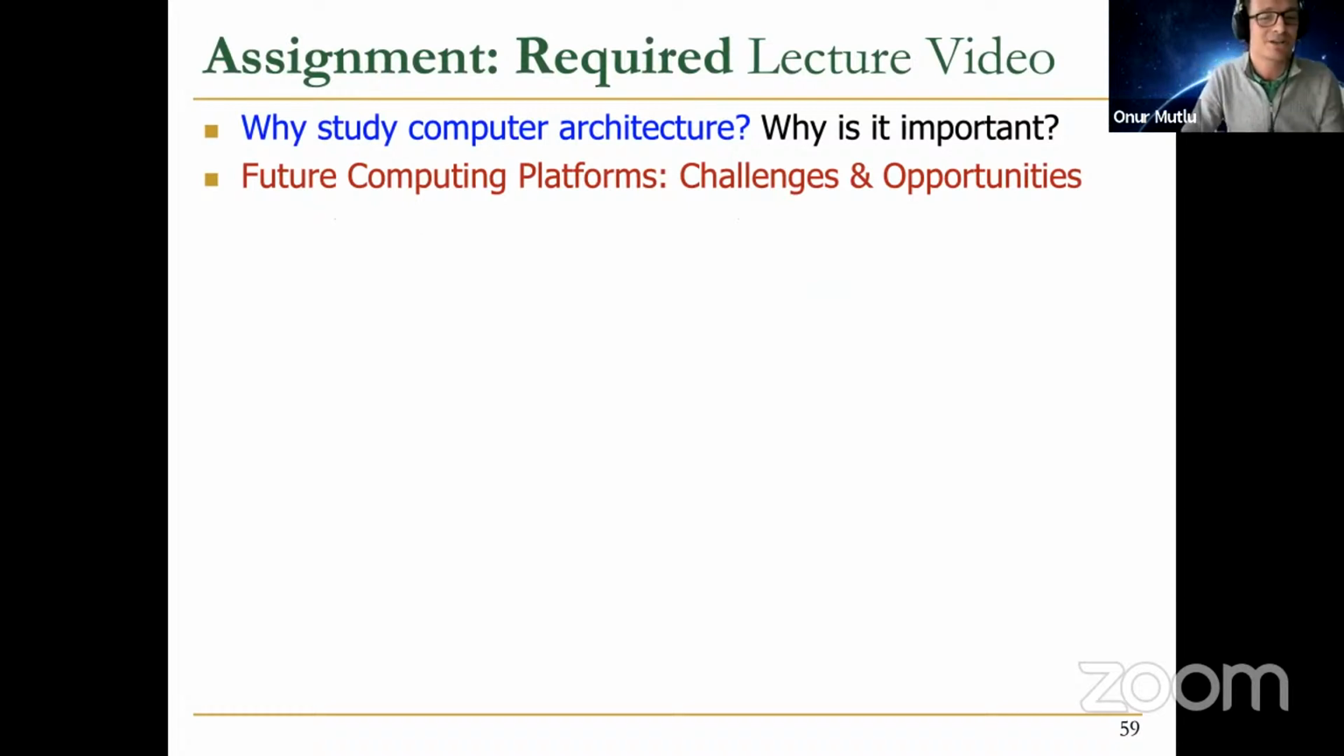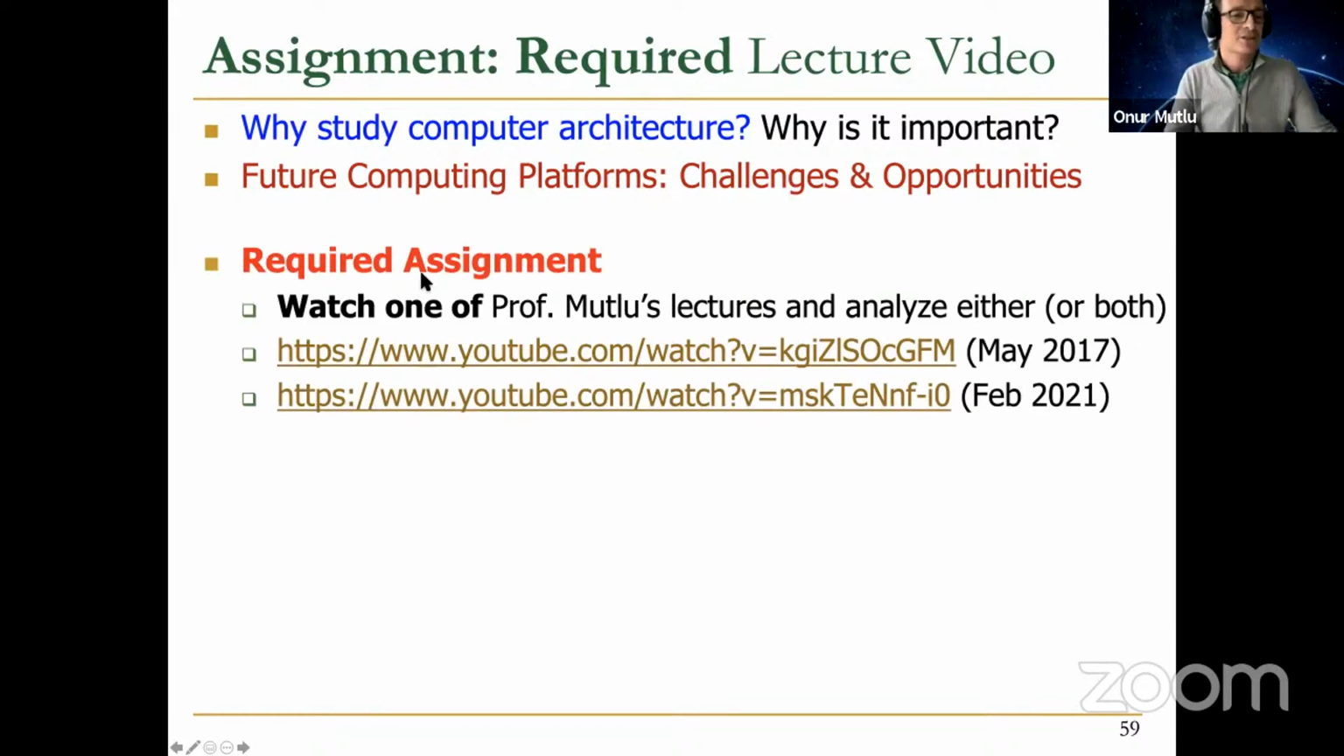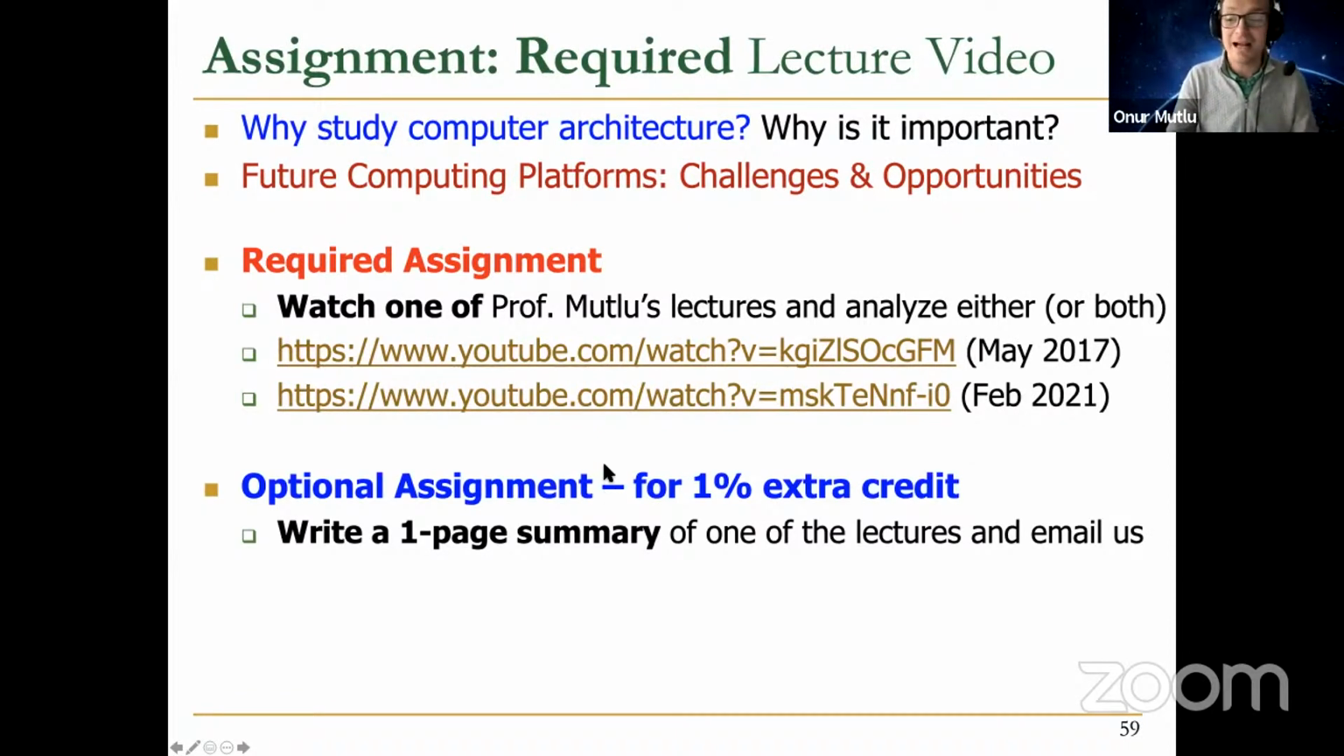I'm actually going to give you extra credit. I believe in extra credit if you actually do more. So there's a lecture video. I shouldn't say it's required; it's required if you want to get the good extra credit that comes with it. So why study computer architecture? I've given lectures. My inaugural lecture at ETH was on future computing platforms, or future computing architectures, challenges and opportunities. You can watch either the 2017 version of that lecture, which is a bit outdated right now but essentially the same because it's very fundamental, or you can watch the February 2021 lecture.